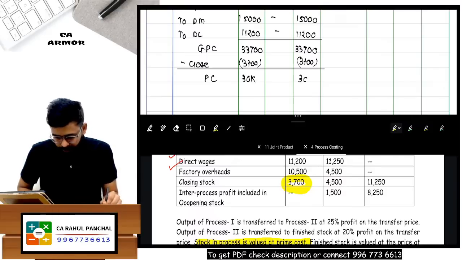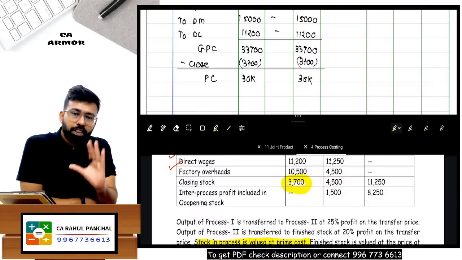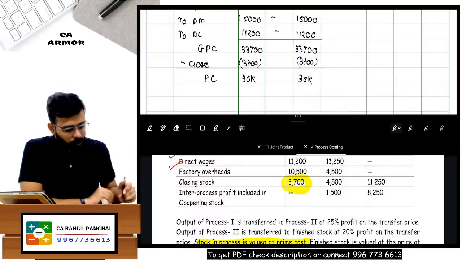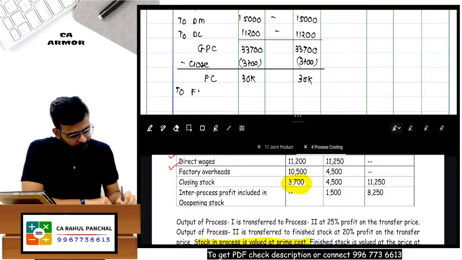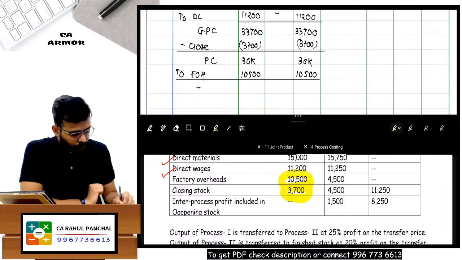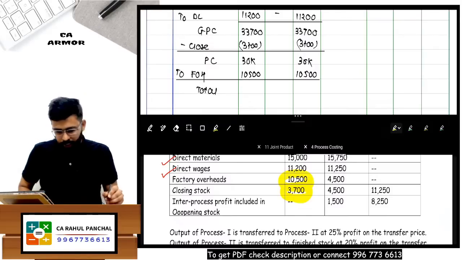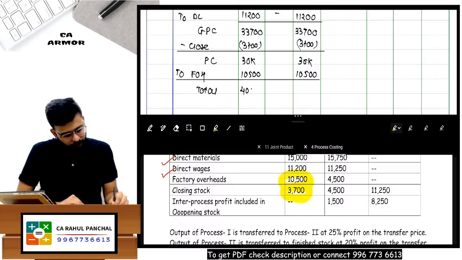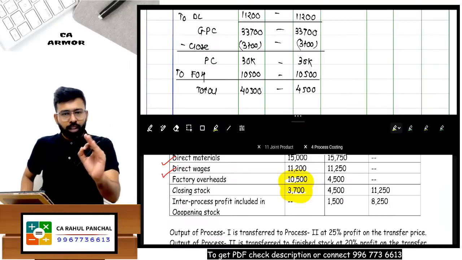Sir, there is one more cost which is yet to be adjusted. You got the net prime cost. Now write your factory overhead. Sir, what is the factory overhead? Your factory overhead is 10,500. Just write it down. Adding this will give you the total production cost. What is your total cost? So 30,000 plus this gives you 40,500. So as process A, I will say that I have incurred this much cost, 40,500.